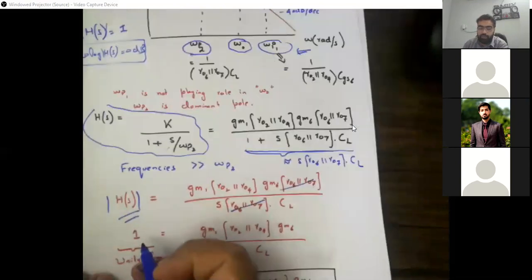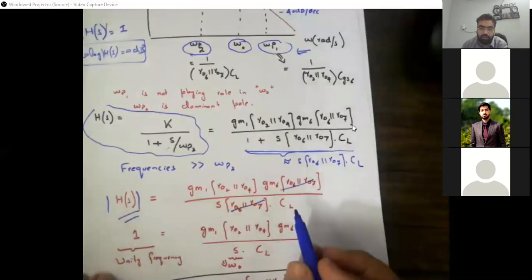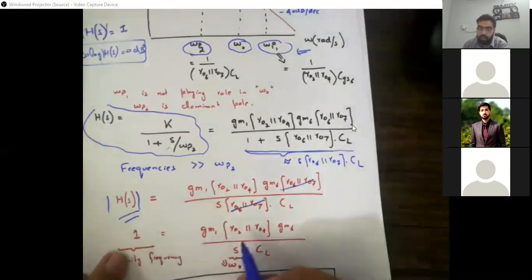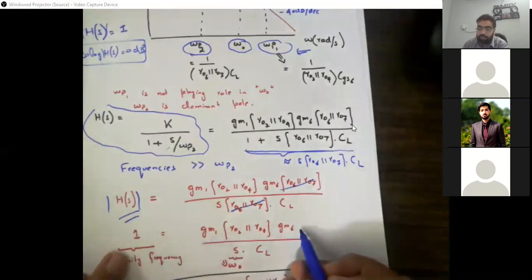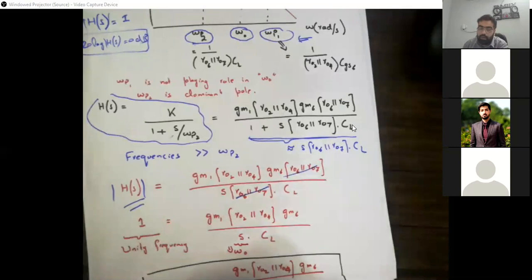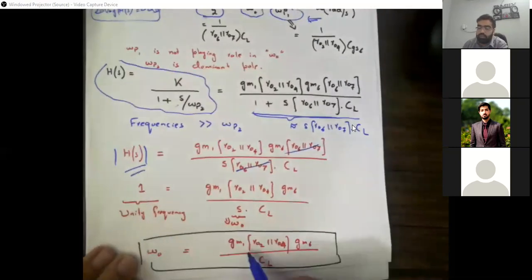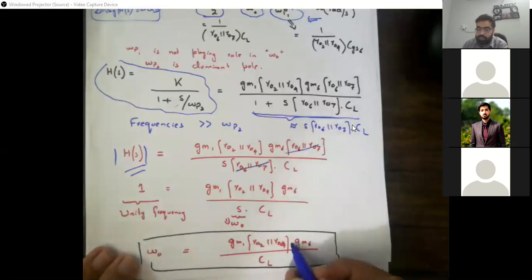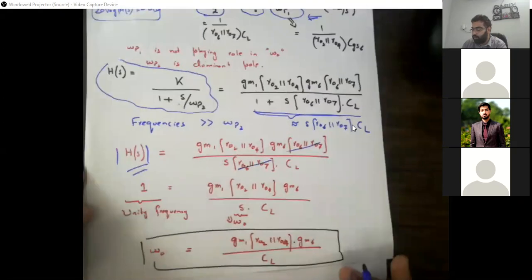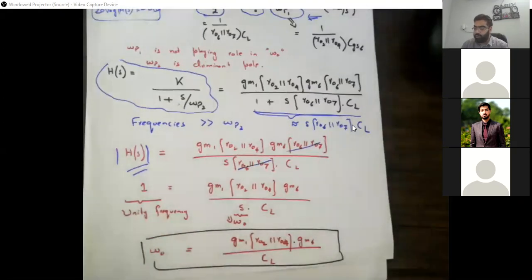The unity frequency हमें find करनी है. This is the natural scale, not the log scale. So the unity frequency is going to be GM1 RO2 in parallel with RO4 times GM6. So s is going to be omega naught since we placed 1 here. So the omega naught comes out to be GM1 multiplied by RO2 in parallel with RO4 times GM6 divided by CL. Okay, so this is going to be our unity frequency.